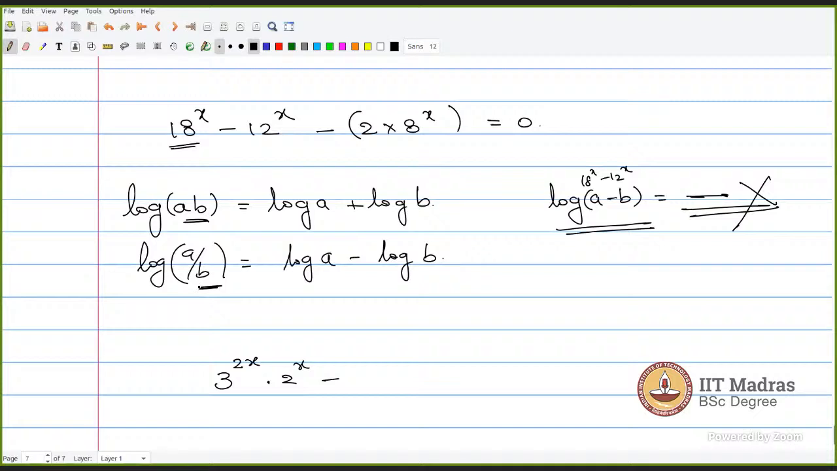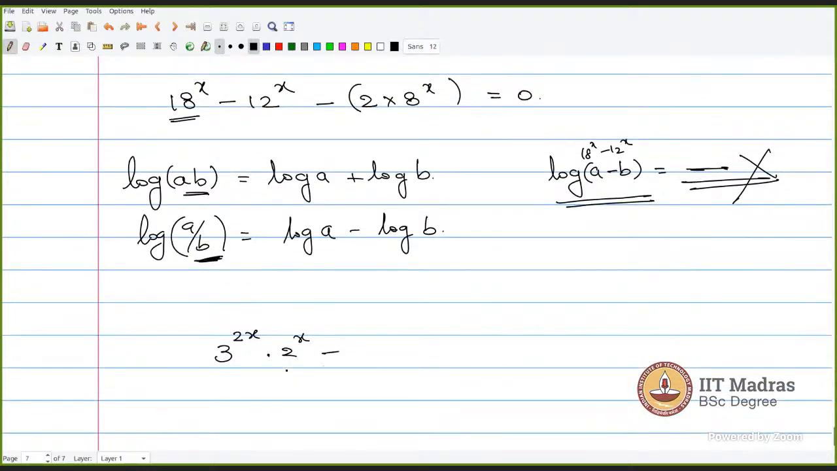So we have a by b, we can do. Yes, for log of a by b, we can split it into log a minus log b. Okay, so can't we write log a plus log b as log ab? That we can write. Log a plus log b can be written as log ab.